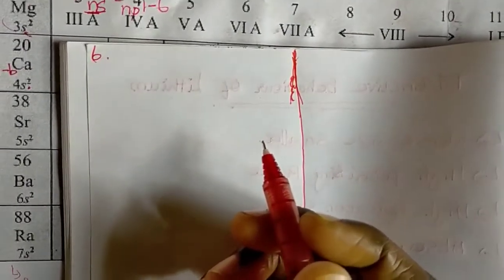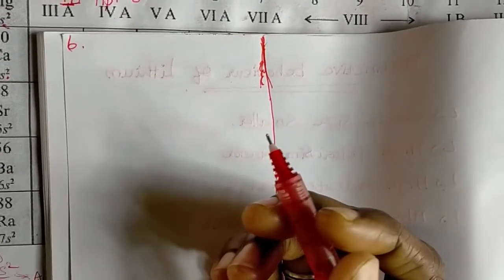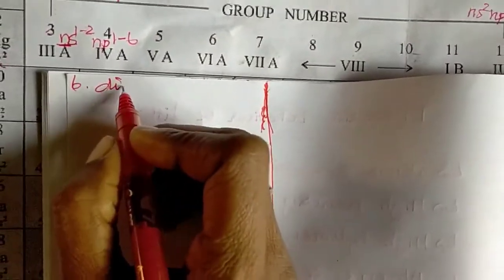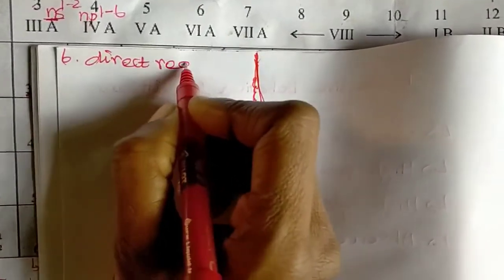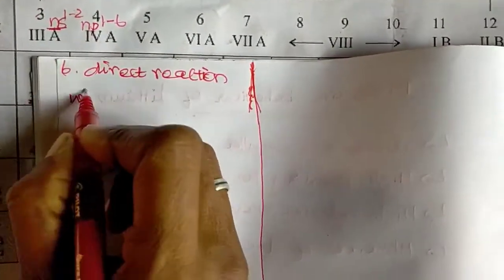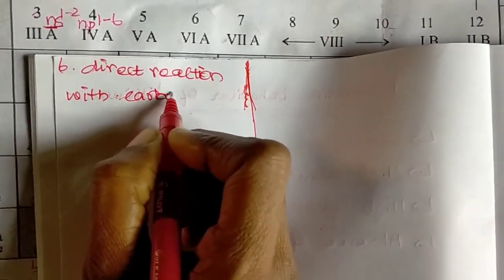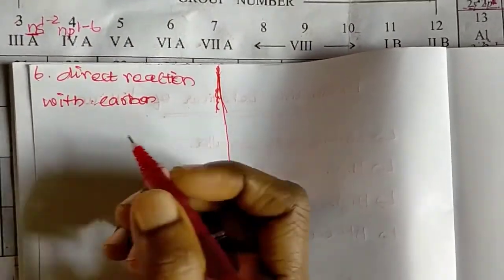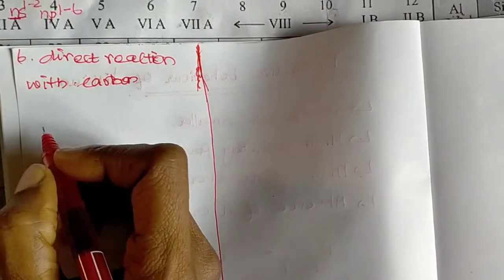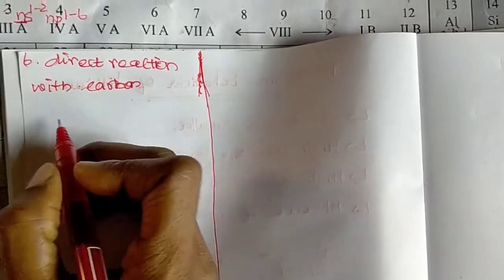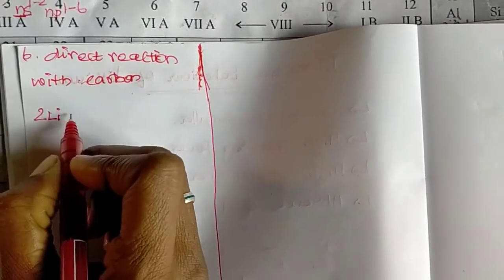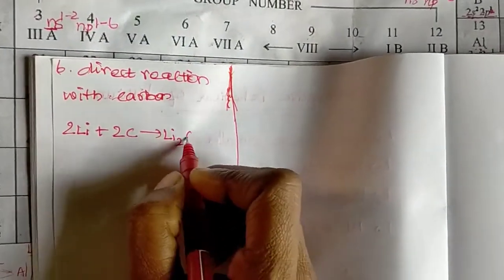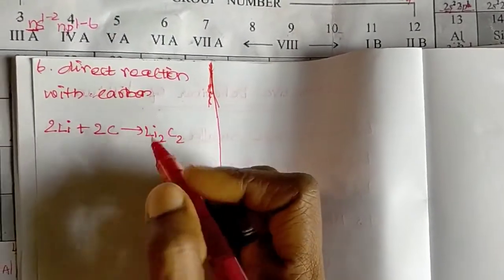Lithium can react with carbon directly. The reaction with carbon can form ionic carbides. For example, 2 lithium combined with 2 carbon produces lithium carbide. So they can form ionic carbide.